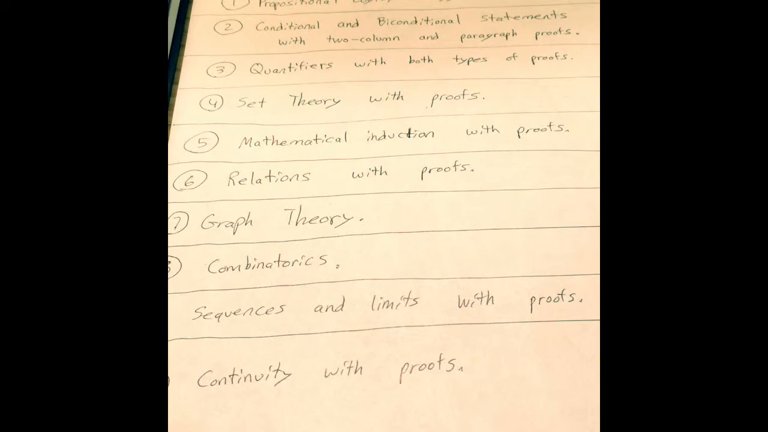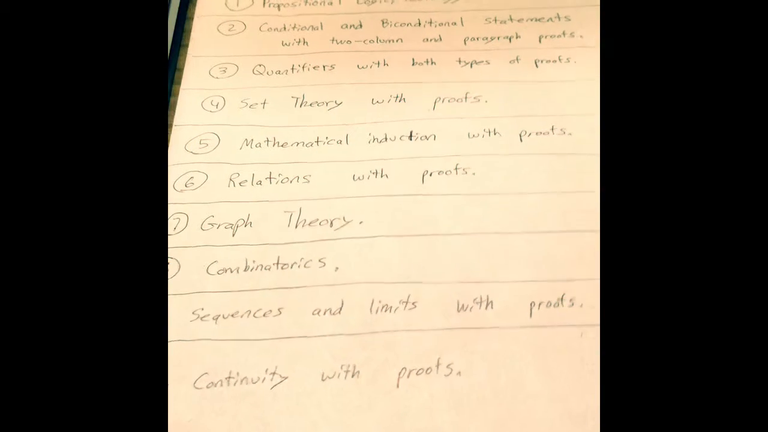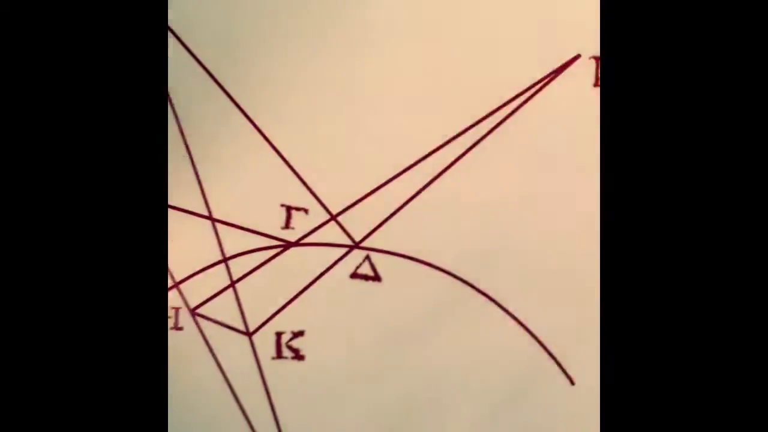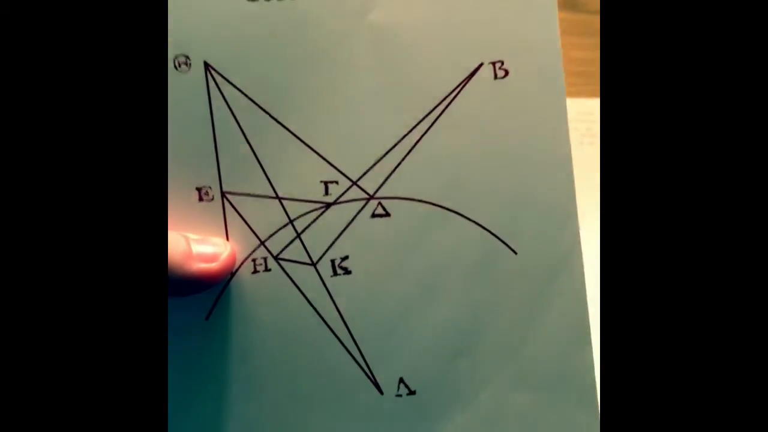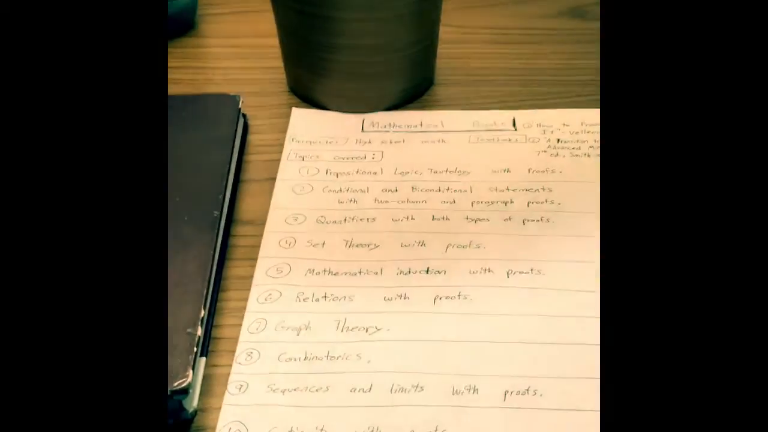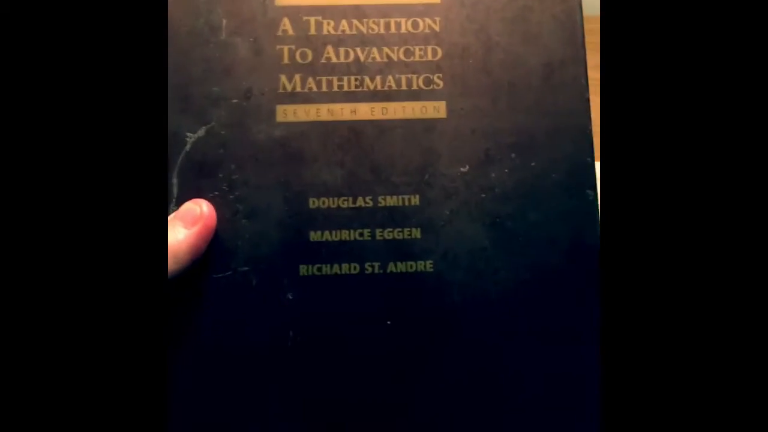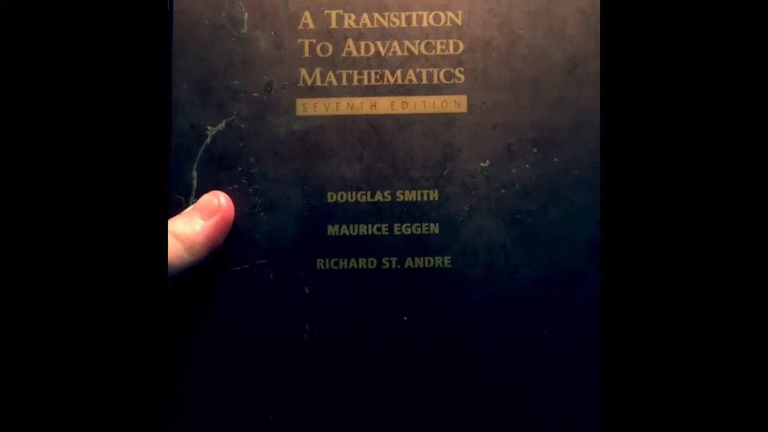Okay, so here's the syllabus. We'll start here. So the course is called Mathematical Proofs, and the prerequisites are simply just high school mathematics. I'll be using two books. The first is called How to Prove It by Velleman. And the second book is called A Transition to Advanced Mathematics by Smith, Eggen, and St. Andre.